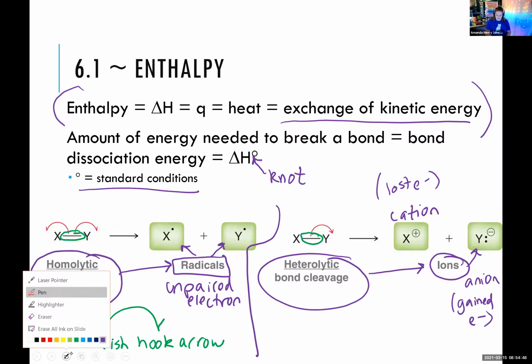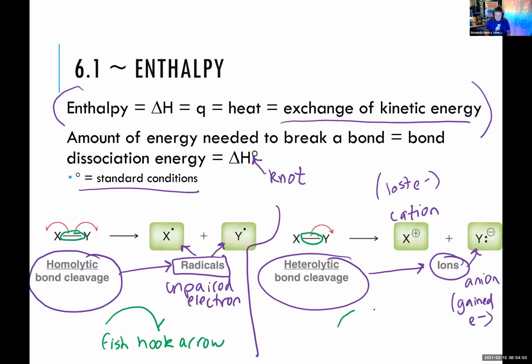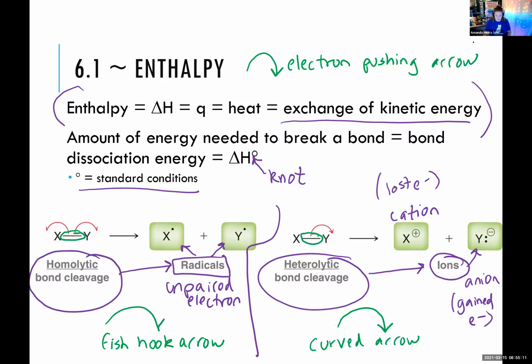The arrow that goes with this one is a regular two-sided arrow, but we refer to this as a curved arrow. It's also sometimes called an electron pushing arrow. I'm going to put it up here also. I ran out of space. And one more name for you. It's also just called a mechanism arrow. Curved arrow is probably the one you'll hear the most.